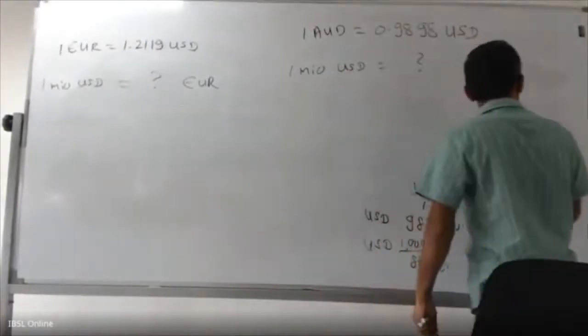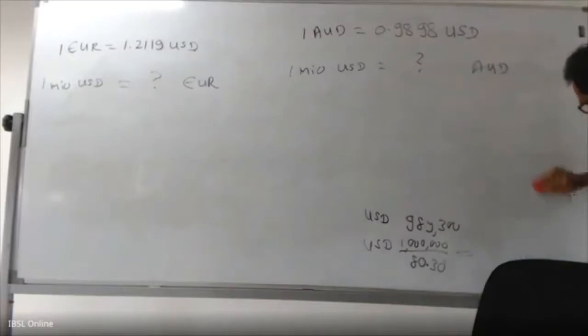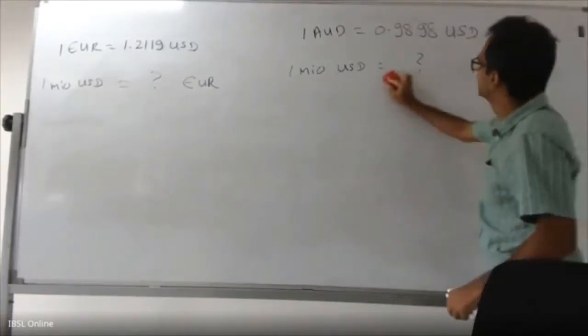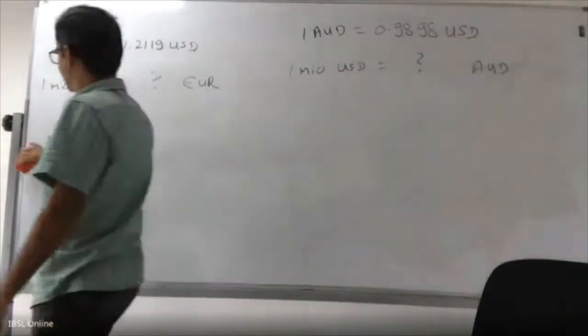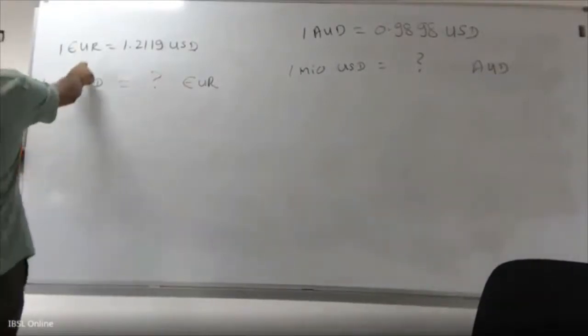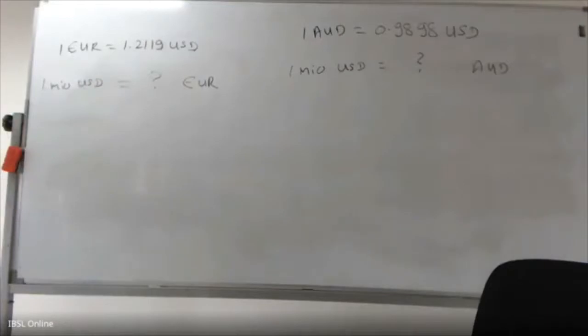Why? That's the problem. You don't connect the dots. 1 euro equals $1.2119. Now you want to find the value of $1 million in euros. What do you do? What is the value of $1 in euros? That is the easiest way. First, you have to find out how much euro $1 will cost.